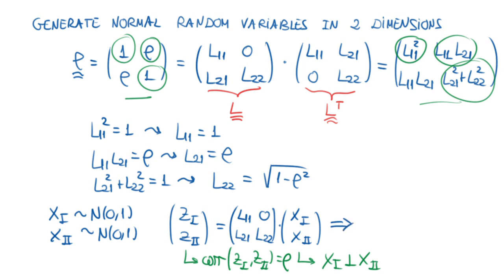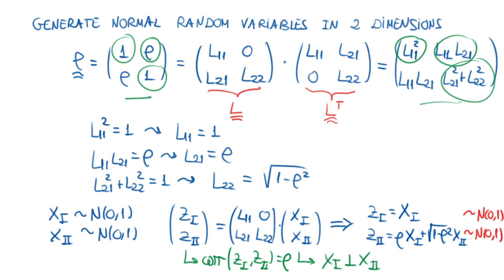Performing the matrix multiplications and using the explicit form of the elements of the Cholesky decomposition, we obtain the following: z1 is simply equal to x1, and it follows a normal 0-1 distribution, and z2 has a correlation with z1 and then a term that is independent. This variable also follows a normal 0-1 distribution, but now there's an explicit correlation between z1 and z2.